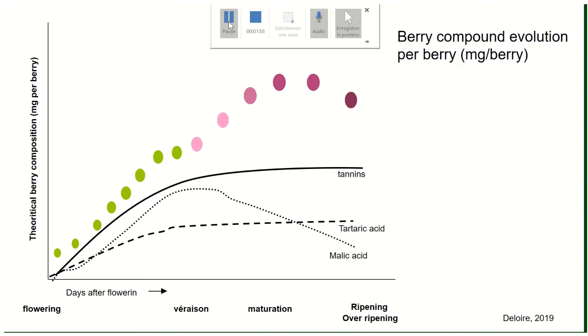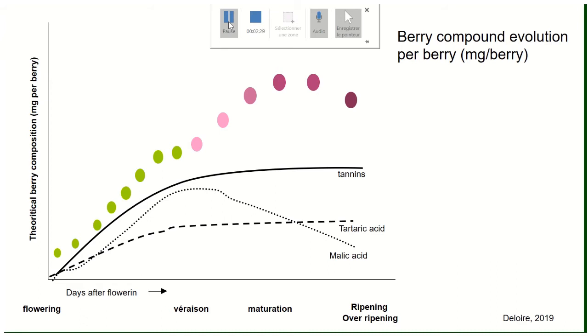The other message is when we represent results on a per berry basis, it's irrespective of the volume of the fruit. And this is explaining why from veraison onwards, as the fruit is increasing again in volume, you see that the quantity of tannins per berry is stable. The quantity of tartaric acid per berry is stable, irrespective of the volume. Now, if you look at the malic acid, it is decreasing.